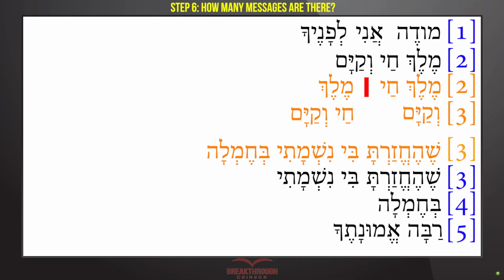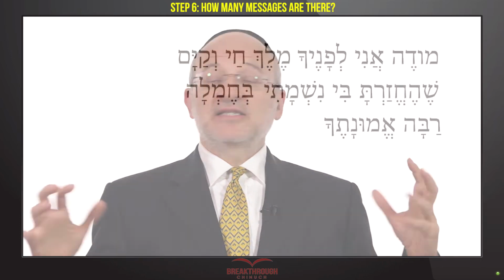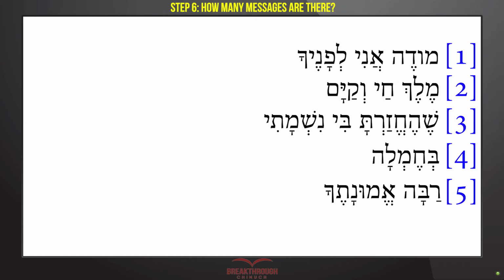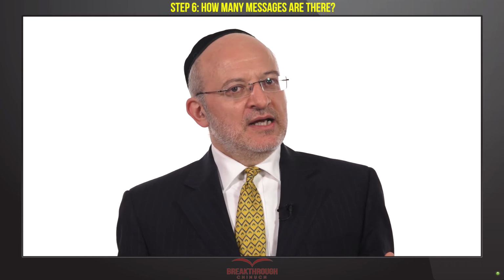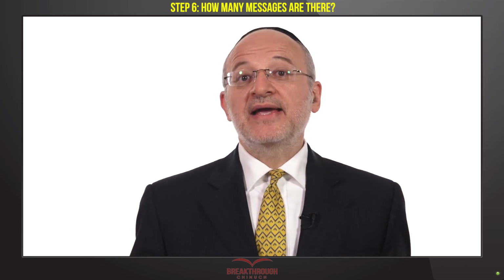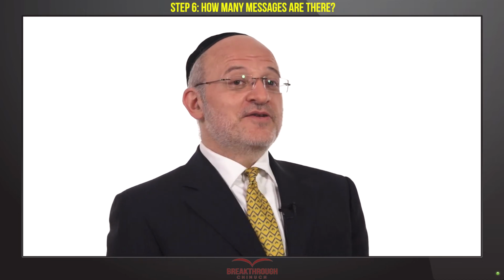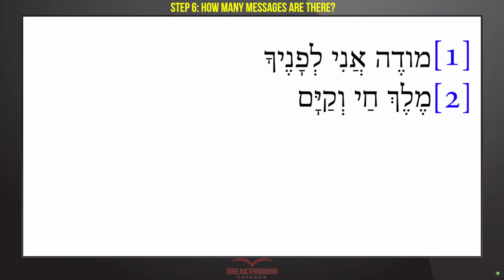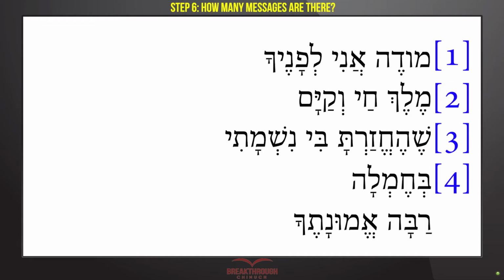So what's the purpose of what we've just done in step number 6? Once you have broken this, in this case it's not a verse, it's a sentence, into parts, you're organizing the words, you're bunching them, you're categorizing. And that way you are helping the children pay attention to the messages that are coming out of Modeh ani. So now you've got message number 1, Modeh ani lefanecha. Message number 2, Melech hai v'kayam. Message number 3, Shechazarta bi nishmasi. Number 4, Bechemla. Rabba Emunasecha is number 5.